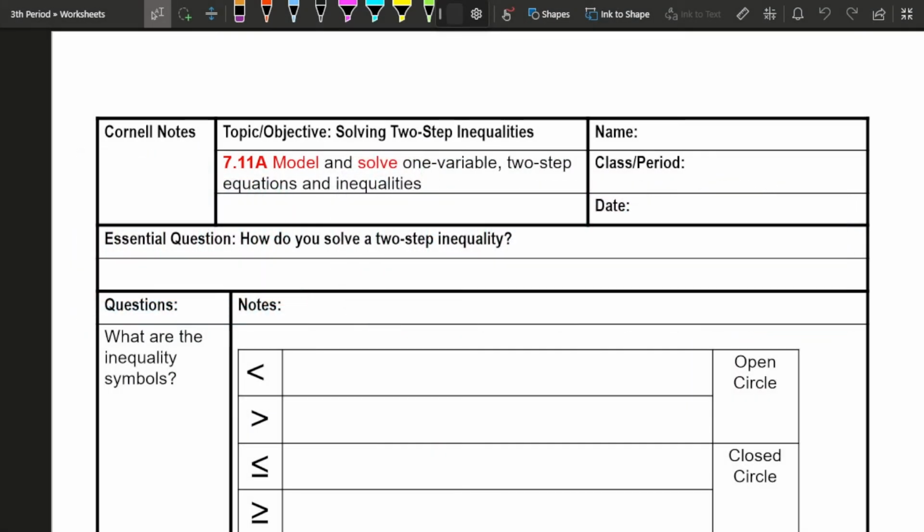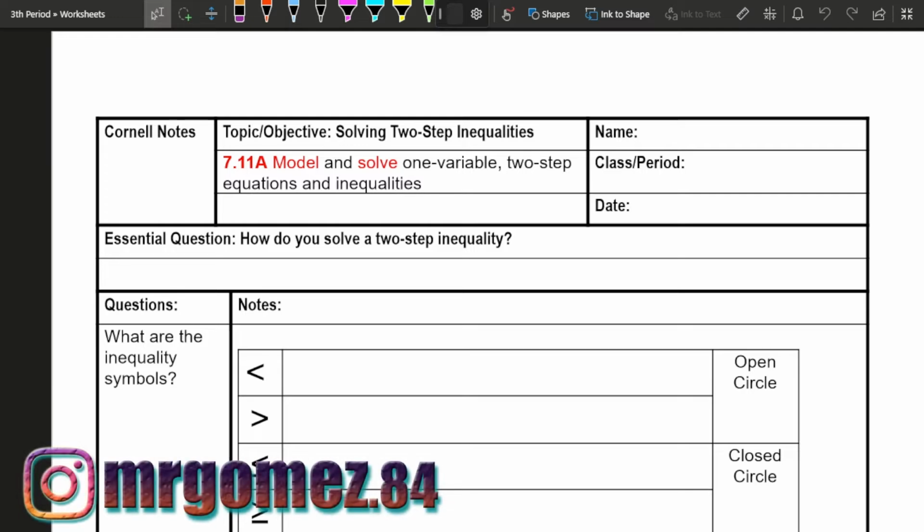How are you doing today, guys? Welcome back to another wonderful day of 7th grade math. This is Mr. Gomez, your favorite teacher in the whole world. And today, we're going to write, solve, and graph inequalities.